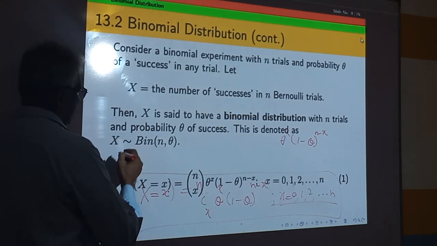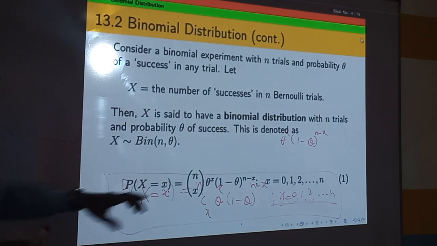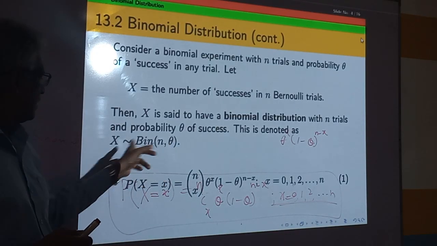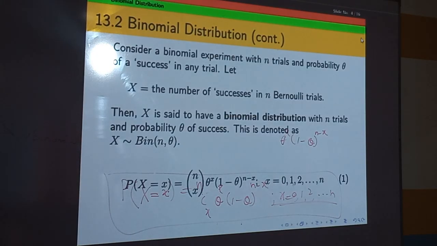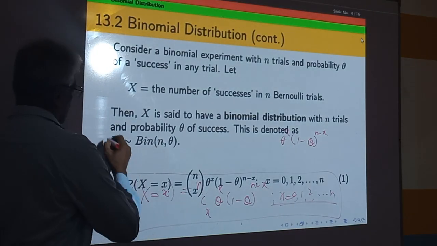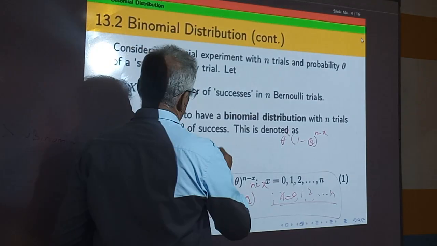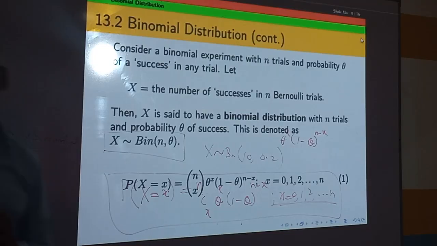This is the usual notation because in order to calculate this probability using the formula, we must know the value of n and the value of theta. Of course, simple x will be specified in the problem. We are interested in how many successes, but in order to calculate, you need n and theta. So therefore, usually we denote it like this. So one might say x is binomial with 10 and 0.2 in a problem. That means we are considering 10 Bernoulli trials, where in each Bernoulli trial the probability of our success, whatever we define as success, is 0.2.